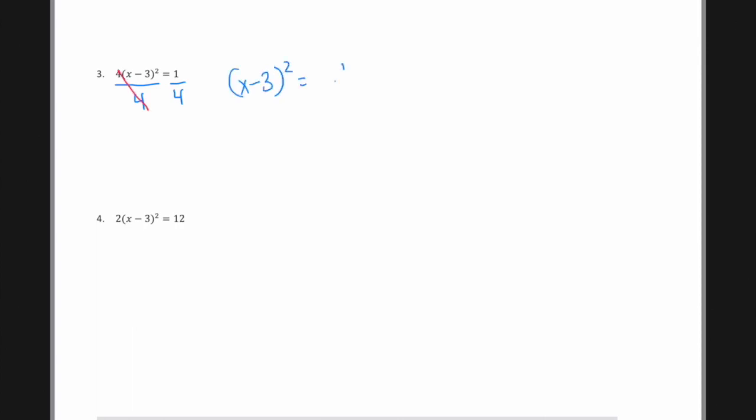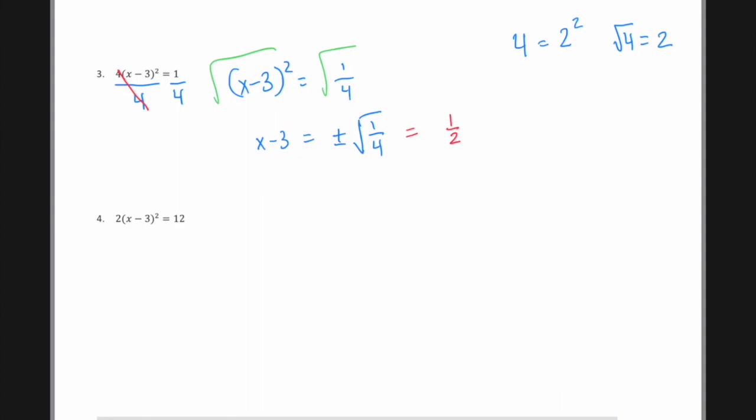Similar to number 2, we're going to divide each side by 4, and then we're going to take the square root of the whole group. That leaves you with x minus 3 equals plus or minus the square root of 1/4. Now, you know that the square root of 4 is 2 because 2 squared is 4. And so when we have the square root of 1/4, if you plug this in your calculator, you'll see that the same applies and you'll get an answer of 1/2. Because this is a plus or minus situation, you're going to have two scenarios where x minus 3 equals a positive 1/2 or x minus 3 equals a negative 1/2. And then you just simply do the work.